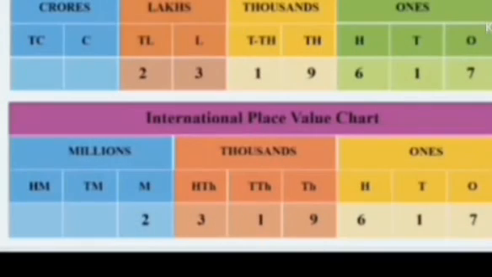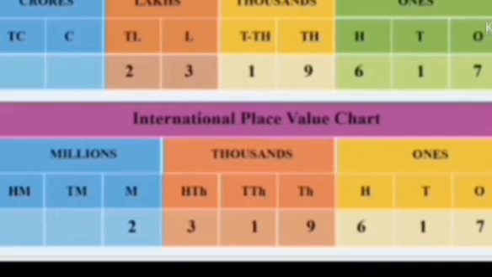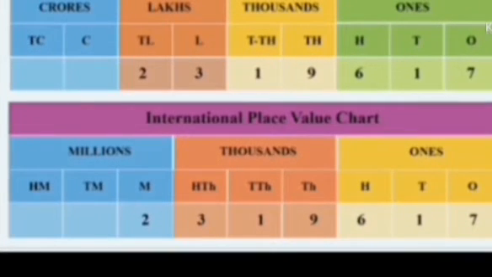See here, if you compare the two systems, the Indian place value system and the international place value system, we can learn easily. Observe here in this slide: ones period, ones, tens, 100. In the Indian system, in the thousands period we have 1,000 and 10,000. But in the international system we have 1,000, 10,000, 100,000. Next, we have the lakh period in the Indian system, but instead of that we have 100,000 in the international system.